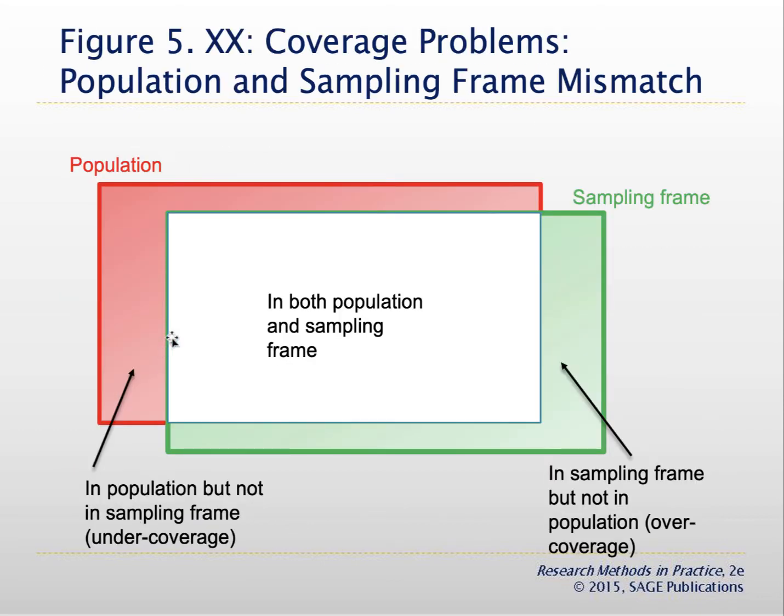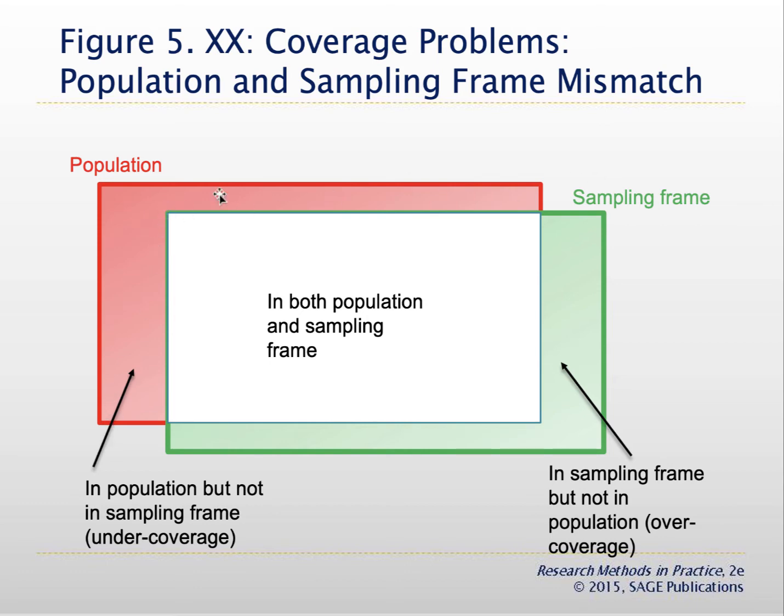So here's an example of the idea of population and sampling mismatch. In that red, we have the whole population. The green is the sampling frame.